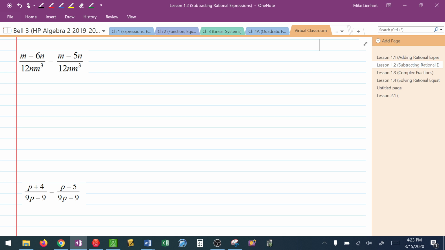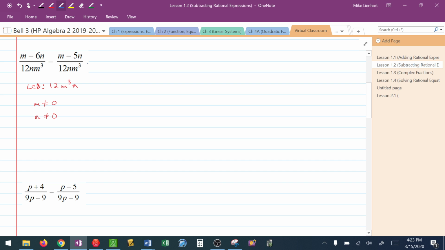For example, in this first one, I noticed that I have an LCD of 12. Now I'm going to rewrite it as m to the third n. I always like things in alphabetical order. Restriction again would be m cannot equal 0, n cannot equal 0. All right, I have my LCD. Now I notice that both of these denominators are identical. So that means we have common denominators. And all I have to do is combine my numerators.